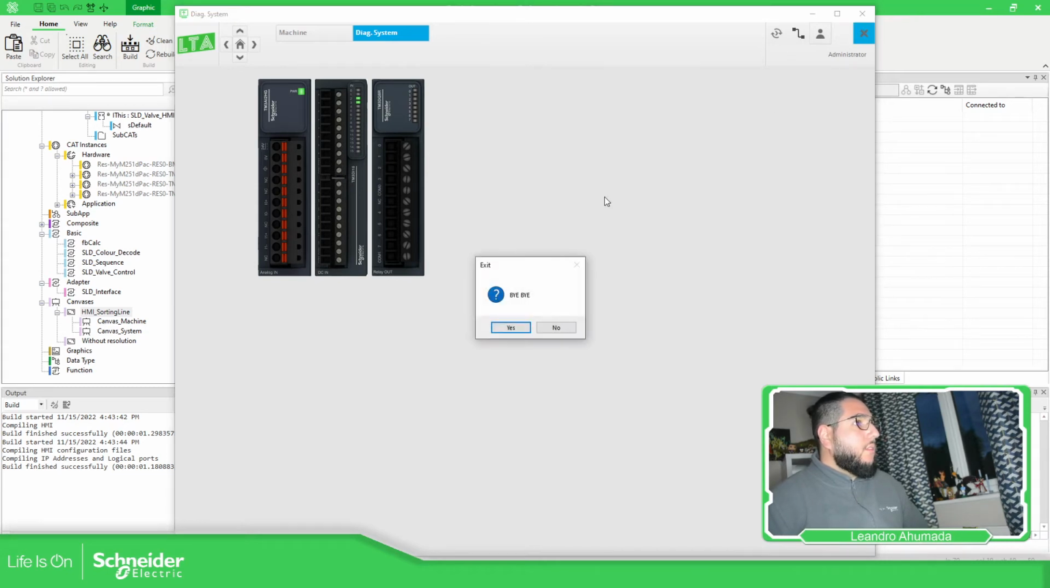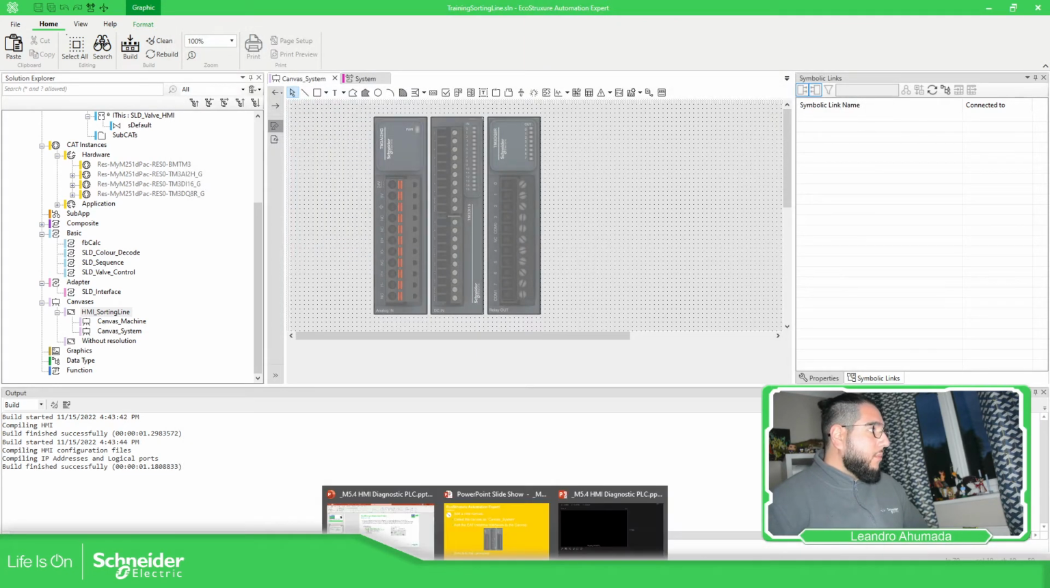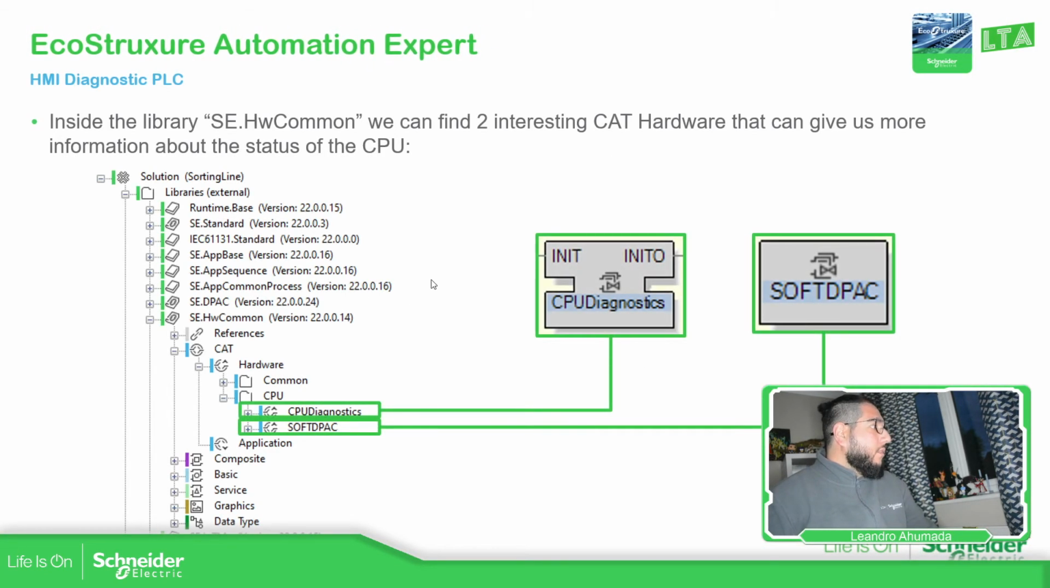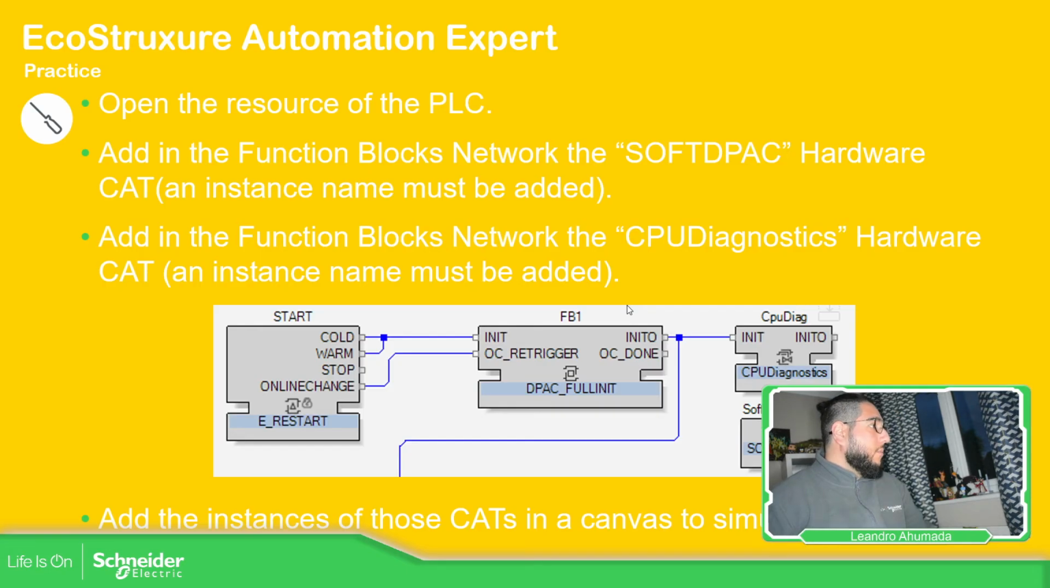So let's go out from here and let's go back to the presentation. I don't want to forget about anything. So there are a few things, or at least I was able to find this. Inside the hardware common, we have this hardware cut. One is for the CPU diagnostic and the other one called soft dPAC. This one gives us information about the status of the controller. And I found it and I believe, okay, it's more information. It's no harm. So what we can do is to add them into our application or directly into the resource, and then call the cut instance in our application.